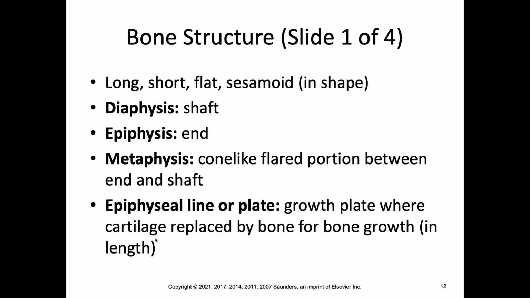All right, so bone structure. Bones are long, short, flat, or sesamoid in shape. They have a shaft called a diaphysis, an end called an epiphysis, or a cone-like flared portion between the end and the shaft called a metaphysis. So diaphysis, epiphysis, metaphysis. And you have an epiphyseal line or growth plate where the cartilage is replaced by bone for bone growth. And that's in terms of the length of the bone.